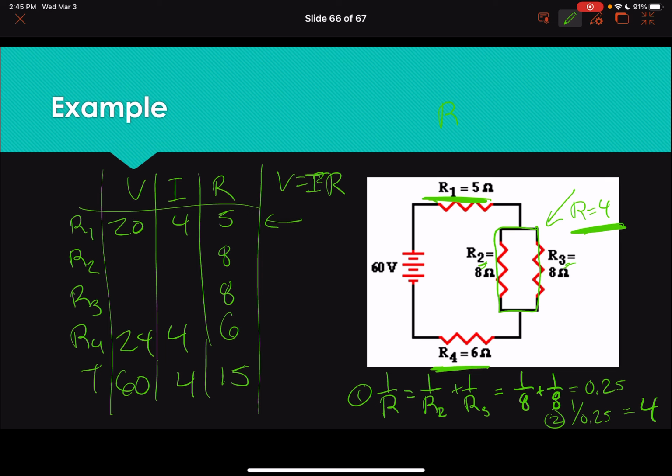So that means that the voltage coming into the parallel section is 60 minus 20 minus 24 using our rules. And we get 40 minus 24, which is 16. And remember that parallel is the same voltage throughout. And so that means each branch gets 16. And then again, we can use V equals IR to get these last two things.